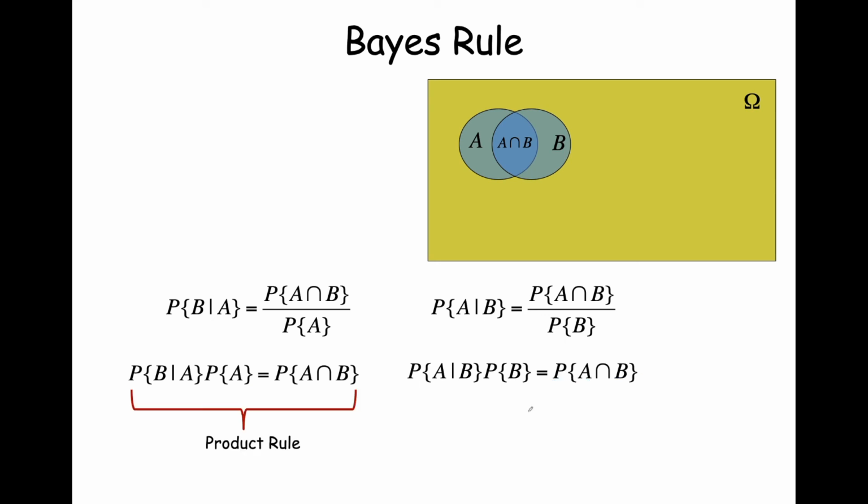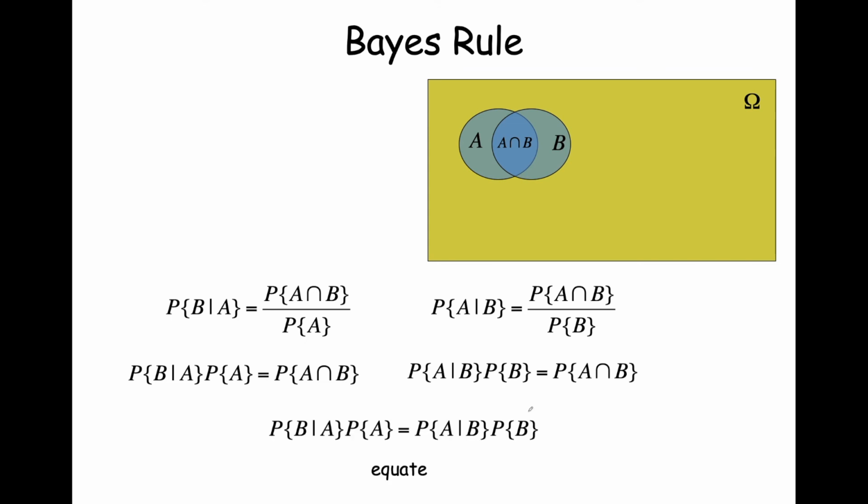Okay, so this term here that I've expanded, that has a name. It's called the product rule. And what the product rule does, it defines, in terms of conditional probability, what it means to have this overlap region, probability of A intersect B for two events. Okay, so we equate then these two expansions, these two different versions of the product rule. Here's my first version of the product rule for expanding out what A intersect B is. That's probability of B given A times probability of A. I have that on the right-hand side.